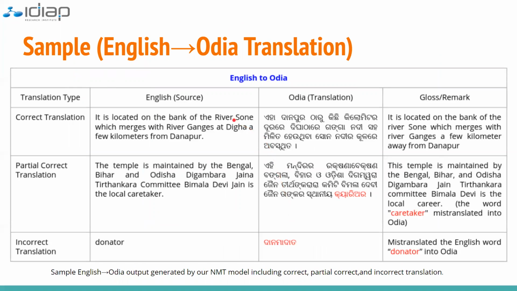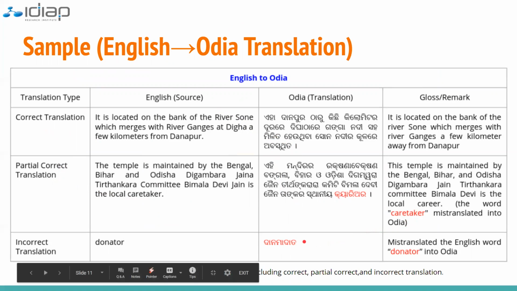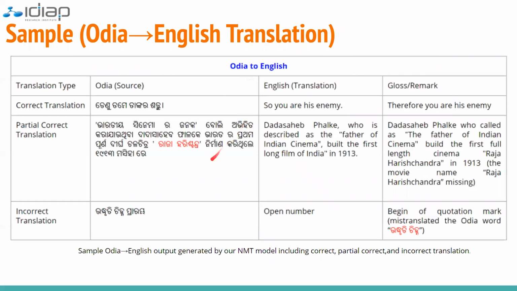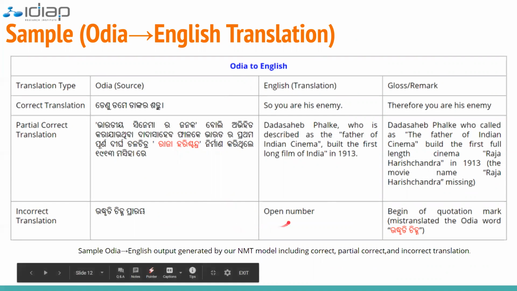And these are some samples from English to Odia translation. These are some of the correct translations and partial translations. Our MT system fails to translate properly some of the English words, as we have highlighted here in red. And this is for Odia to English. Here also some of the words didn't get translated, which we highlighted, and some of the translation was not correct.